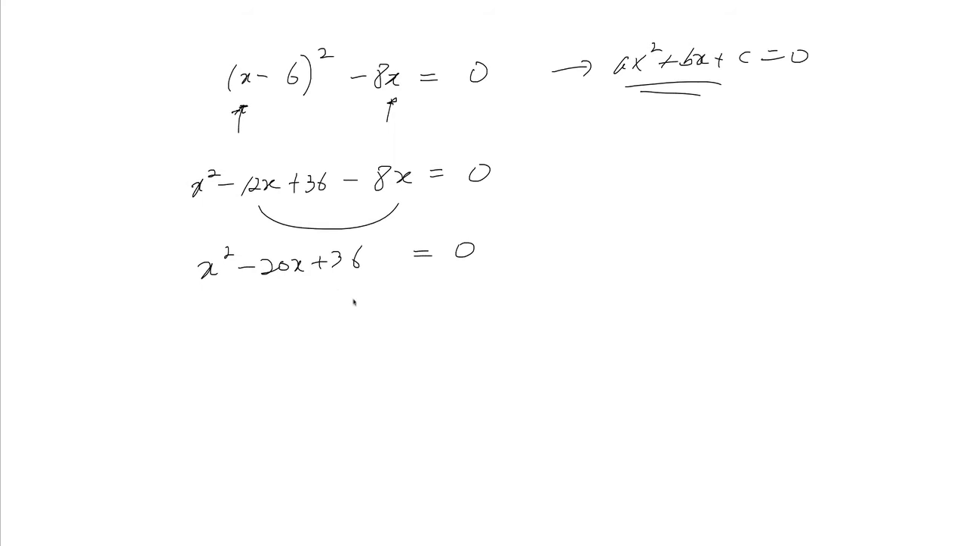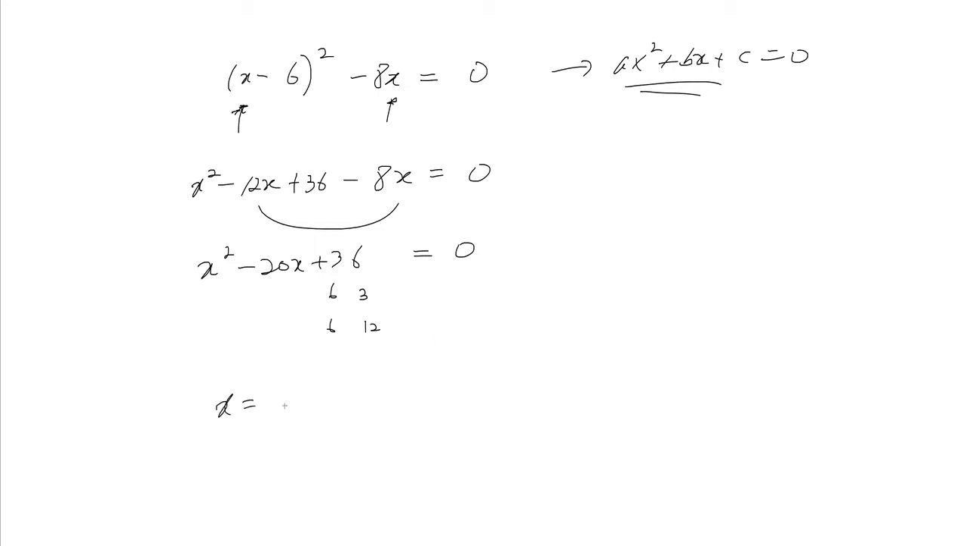36. 6 times 6 is 36. That doesn't add up to 20. So let's try 2 and 6. You get 12 and 3. So that doesn't work. It doesn't look like it's going to factor by trinomial factoring. So let's use the quadratic formula.